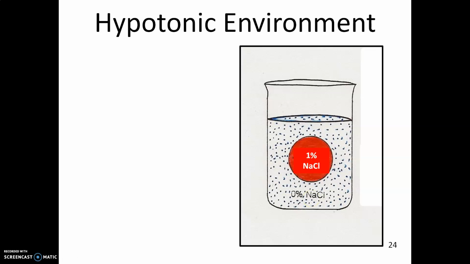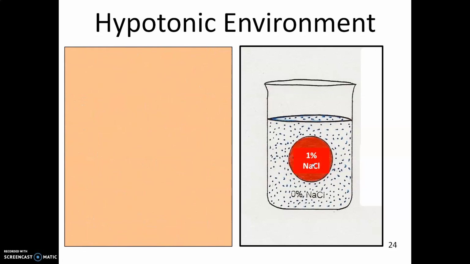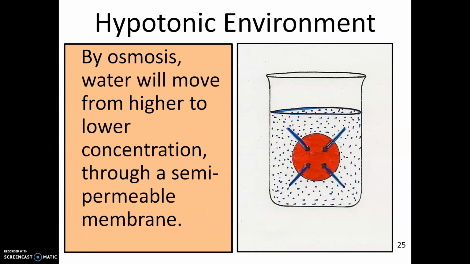If you wanted to look at the concentration of water, if we have 1% salt, that means we have 99% water. And if we have 0% salt in the beaker, that means we have 100% water. So 100 is greater than 99. Your high concentration of water is in the beaker, and your low concentration of water is in the cell. Water wants to move from high to low, so we are going to see a movement of water into the cell. So water is going to be moving into the cell through that semi-permeable membrane.